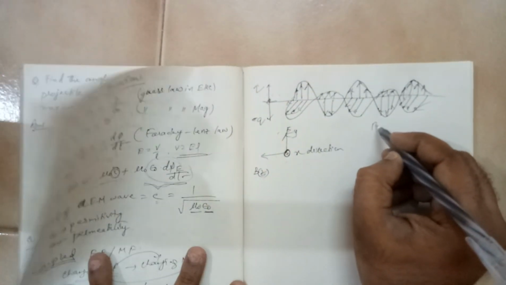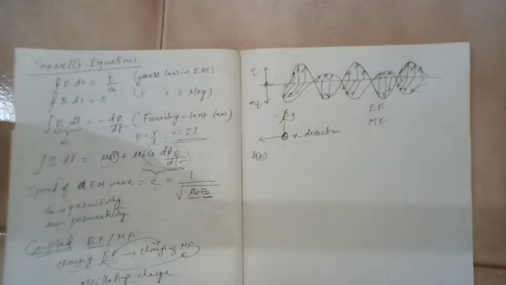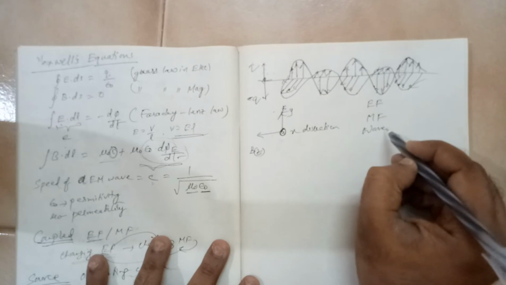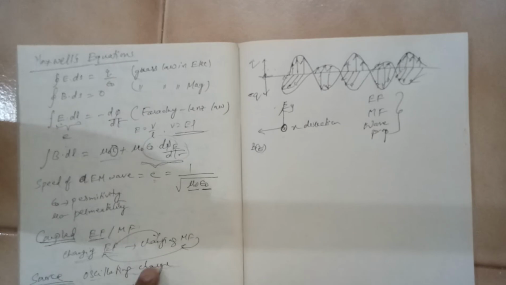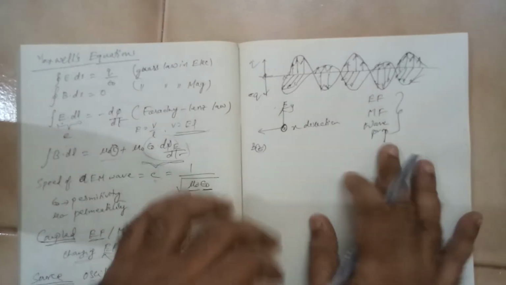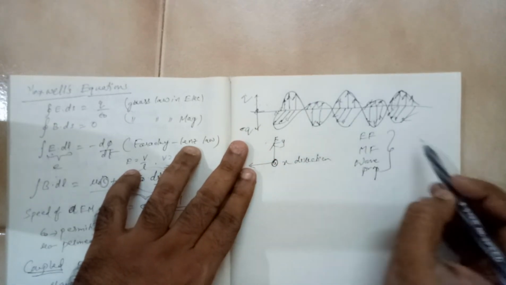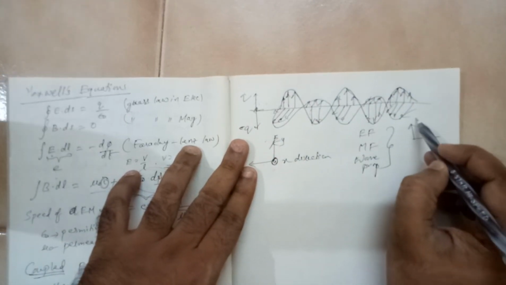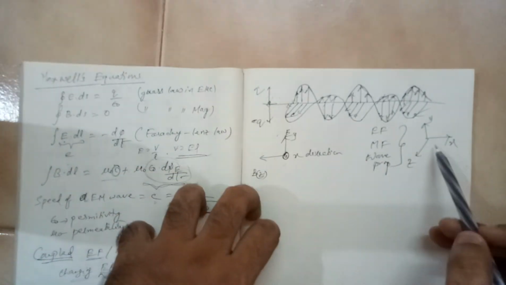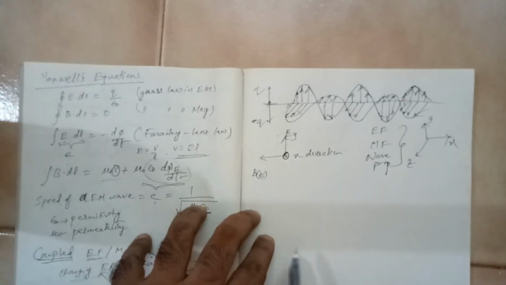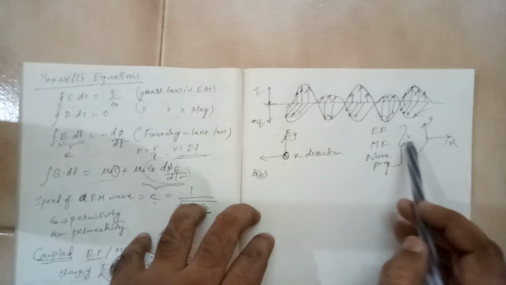So your EF, MF and wave propagation, all three are mutually perpendicular to each other. Alright, so this is the electric field. Let us say it is in the y direction. Here I am writing it like this. This is the y, this is the z, and this is the x. So the electric field is created in the y direction and the magnetic field is created in the z direction. The propagation will be in the x direction.